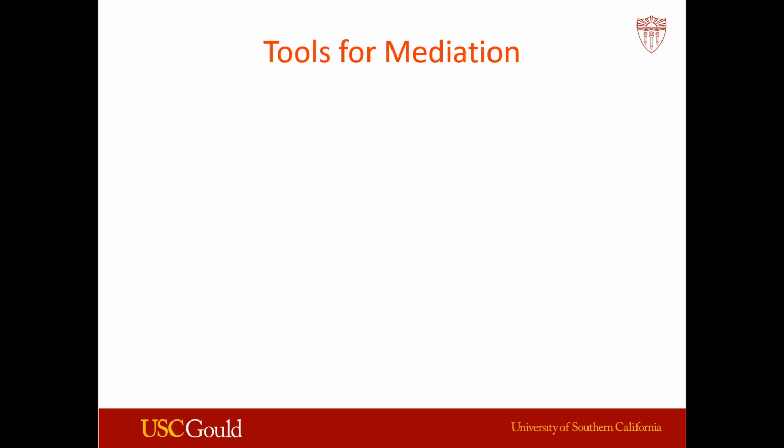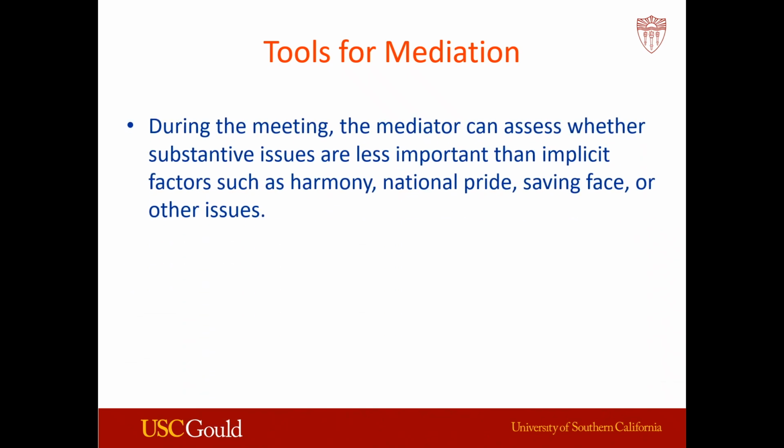So how to then deal with all those things, right? During the meetings, especially, the mediators can assess whether substantive issues are less important than the implicit factors. It is very important. If you don't understand that, for example by not respecting hierarchy, it can lead to a failure of the mediation. You'll have to put that issue in front, even over a substantive one. And you'll have to do it as soon as possible so that we are clear on power distance, or we are clear on communication styles. Okay?